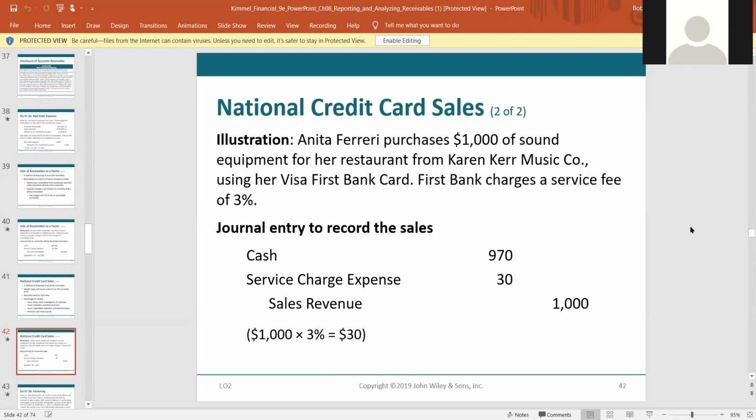So here's a credit card sale. Anita Ferrari bought $1,000 worth of sound equipment from Kerr Music. So she used a Visa card. So Kerr Music is not going to get $1,000 because they have to immediately pay a 3% fee, which Visa will deduct. So the debit is to cash for $970, debit to service charge expense for $30, and a credit to sales revenue for $1,000. Like my soda this morning, $1.90 in cash, 10 cents in the service charge, and $2 in sales.